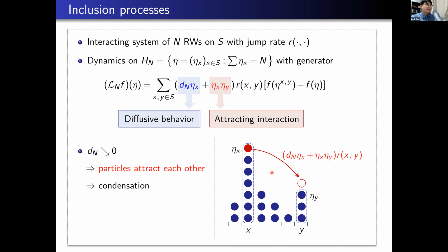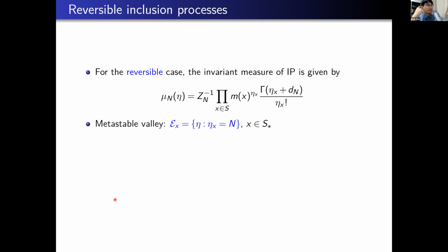So if this diffusivity, Dn, goes to 0, then this attracting force dominates the system. And again, we observe condensation. I would like to stress that in the gel range case, we observe condensation of particles because particles are sticky. Here, condensation happens for different reasons, right? This happens because particles attract each other. Okay. Let me first explain the reversible case, which is not that different from the gel range case.